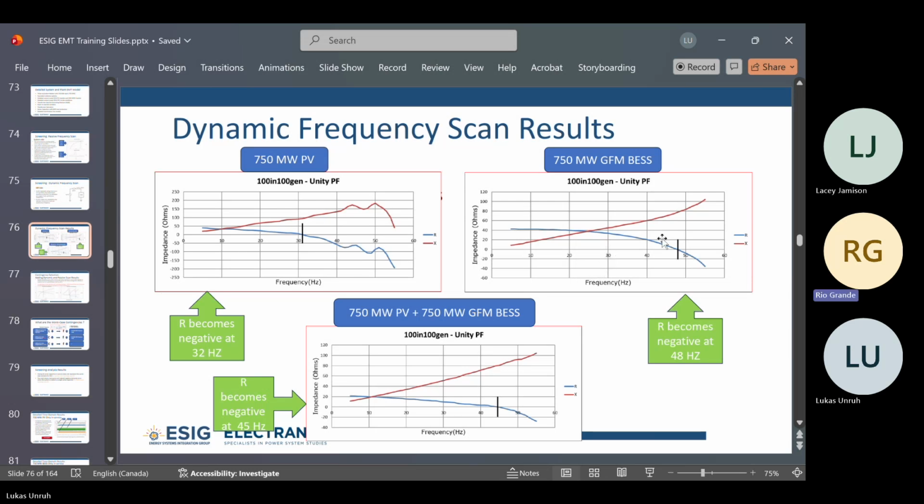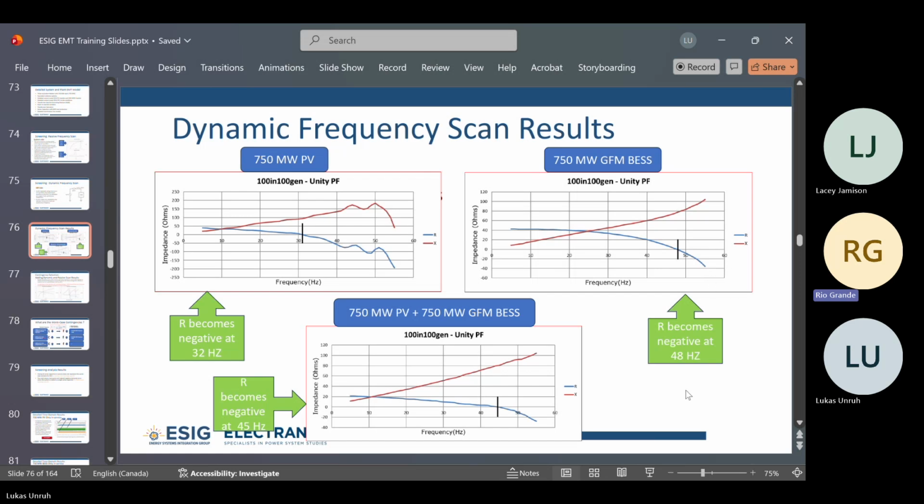So these are the results of the frequency scan for this particular plant. And you can see this one in the top left here is the PV only scenario. And the resistance crossover point is like 32 hertz or so for that configuration. If we look at the battery only, we get something that looks like this, where the crossover point is at a much higher frequency. It's at 48 hertz, so it has a much better damping profile, the grid forming battery compared to the PV.